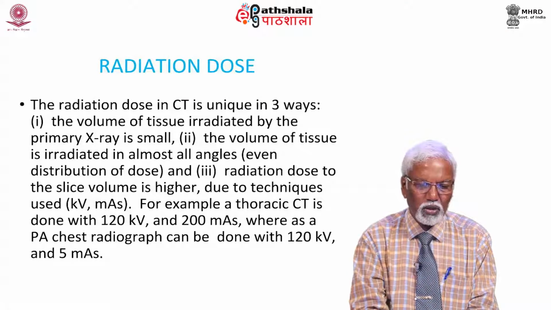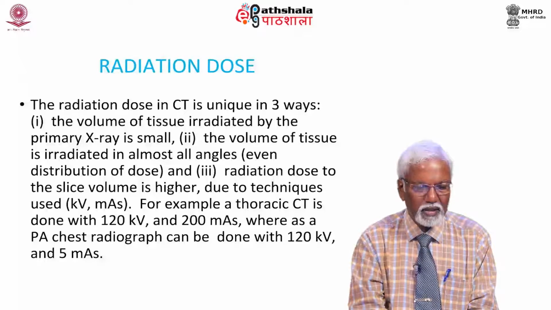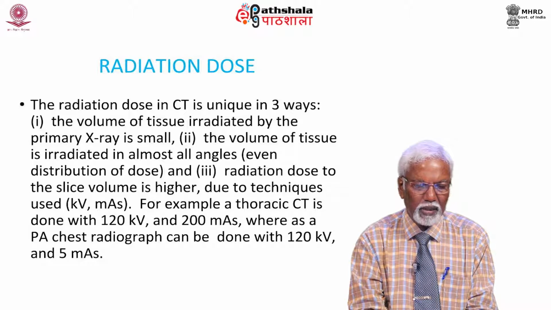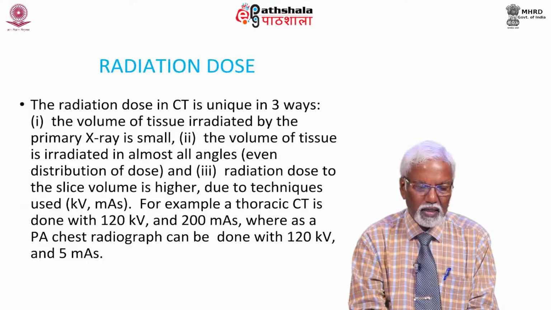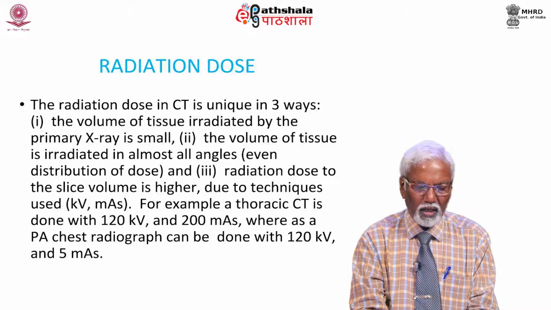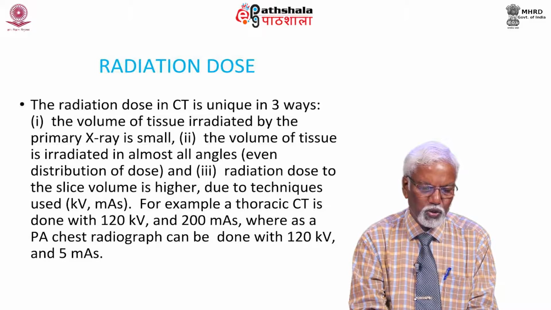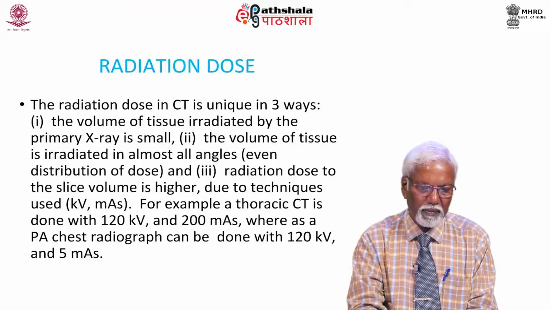Next, we discuss the radiation dose in CT scan. The radiation dose in CT scan is different in three ways. One, the volume of tissue irradiated by the primary X-ray is very small. Second, the volume of tissue is irradiated from almost all angles. Third, radiation dose to the slice volume is higher due to the technique used. For example, in a thoracic CT, we normally use 120 kV and 200 mAs, whereas for PA chest radiography, we use only 120 kV and 5 mAs.